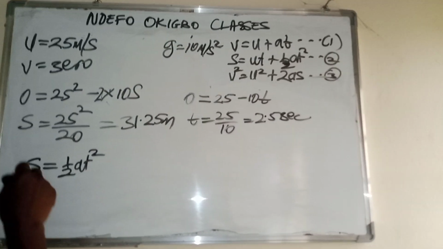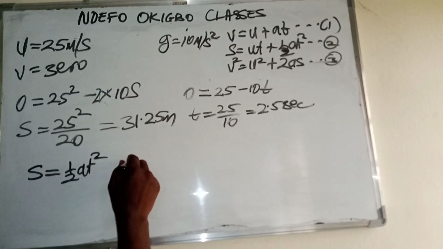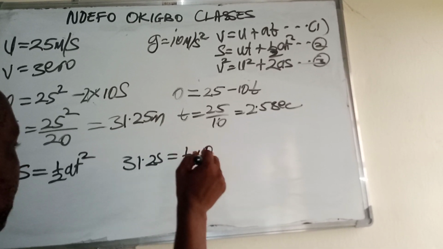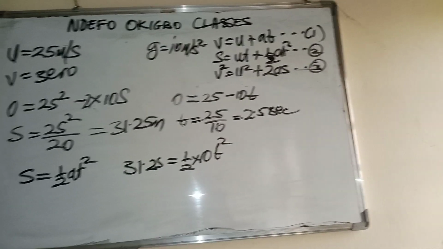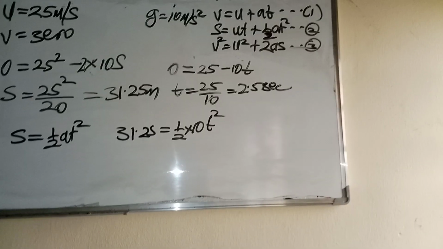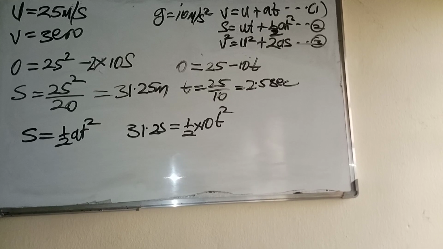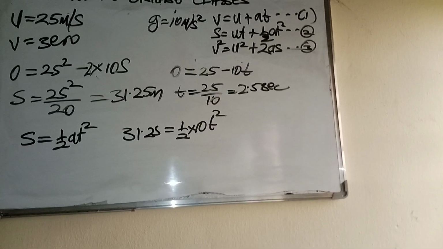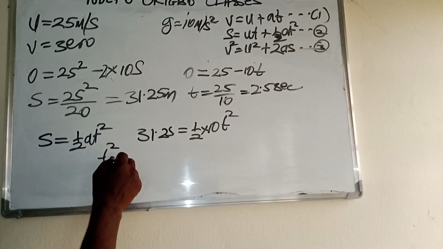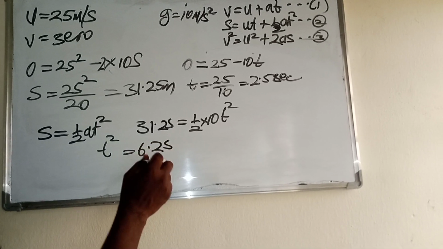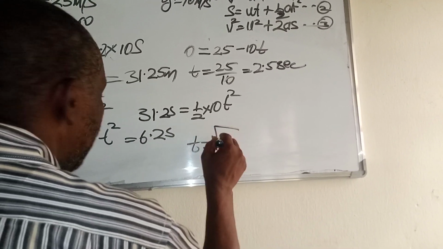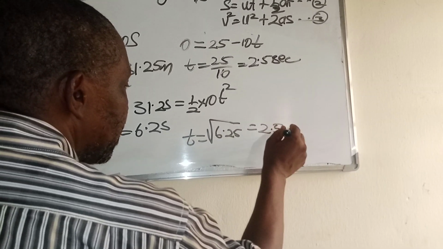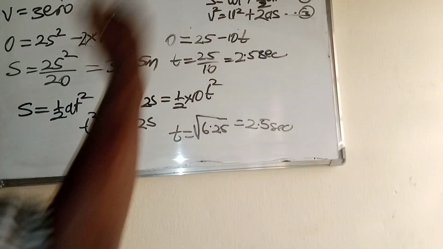If that's the case, then the distance traveled up, 31.25, is equal to half times 10 times t squared. Then t squared is equal to 6.25. Then t is equal to the square root of 6.25, which if you do it, you see that it gives you 2.5 seconds. So if you add it to the other 2.5, you see that it's 5 seconds.